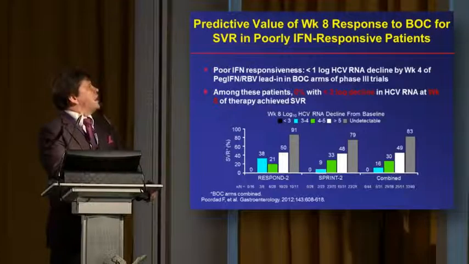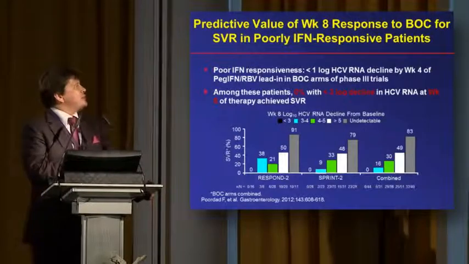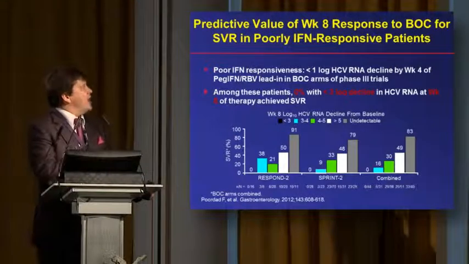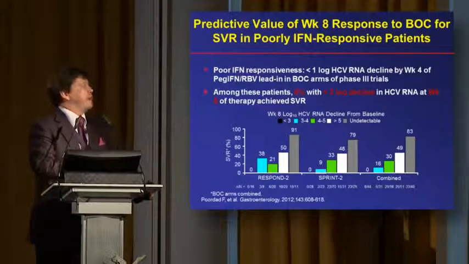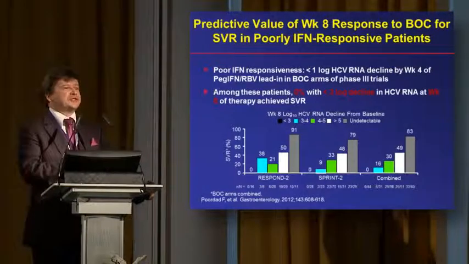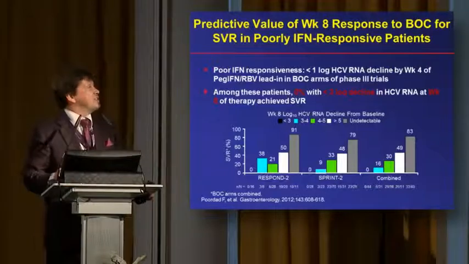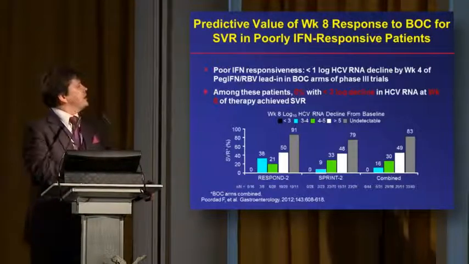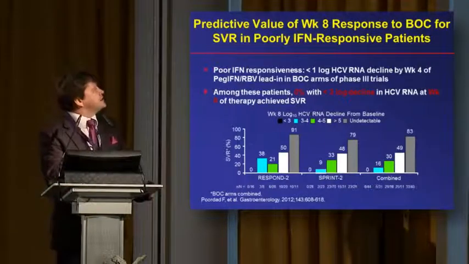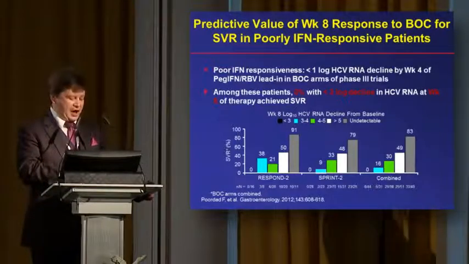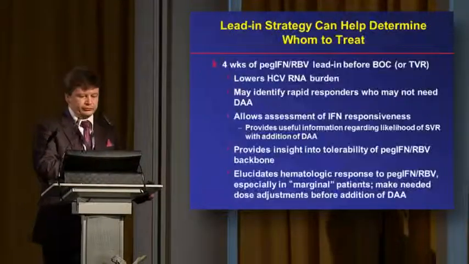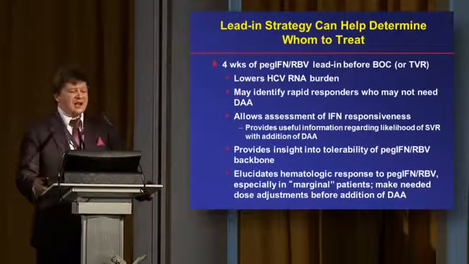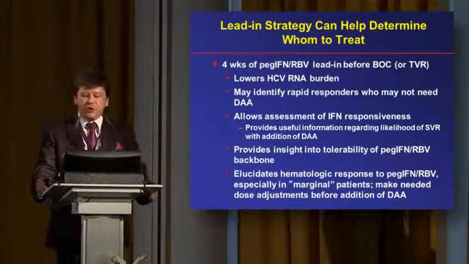An important predictive value of the week 8 response to boceprevir was SVR in poorly interferon-responsive patients. Among these patients, nobody with less than a 3 log decline in HCV RNA at week 8 of therapy achieved SVR. Thus, the lead-in strategy can help determine whom to treat.